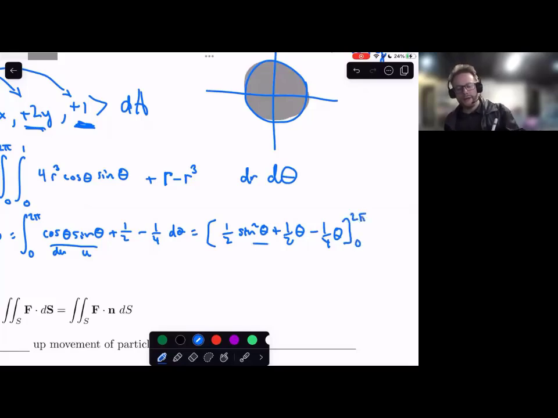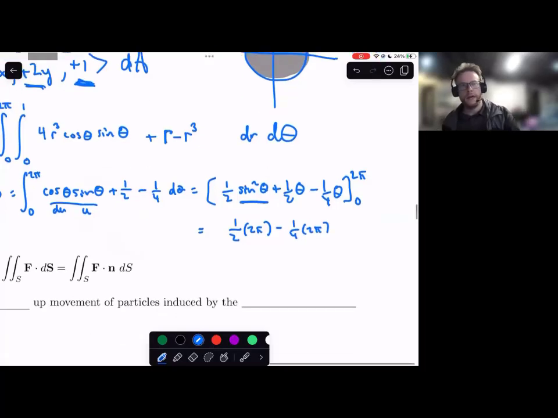So now if you plug in either 0 or 2 pi into sine, your calculator will verify for you that this is 0 in both of those cases. So this is just going to be equal to 1/2 times 2 pi minus 1/4 times 2 pi. And again, if you simplified this it would be a little bit nicer, but either way, you're going to get the final answer of pi over 2. So this is going to be pi minus 1/2 of a pi. So that's going to be pi over 2.